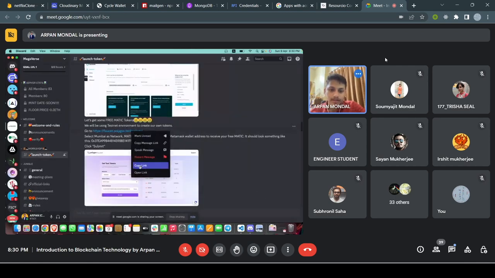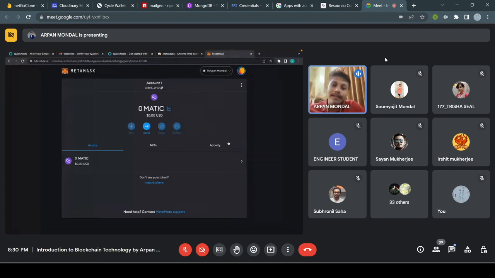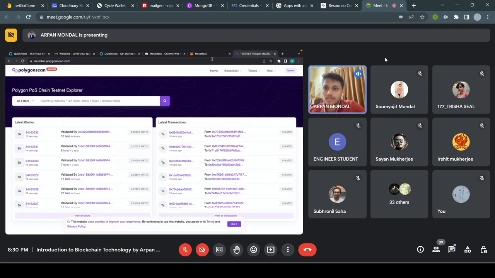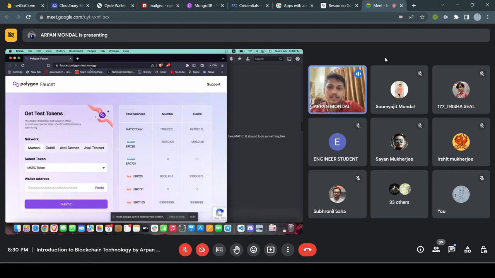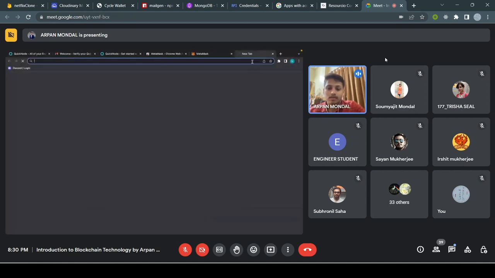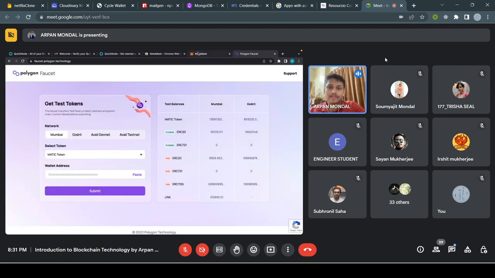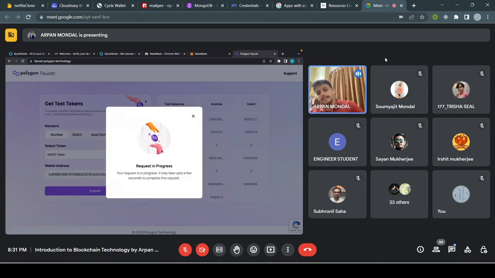As I told you, we need some money to do the validation process. To see the validation on the block, we need some fake money for the transaction. So here you can get some fake money. This is PolygonScan. Sorry, this is not the faucet. Where is the faucet link? Yeah, here is the faucet link. Here we're going to get some fake money for our project. We're going to paste this and submit, confirm. Let's get some free money, guys.